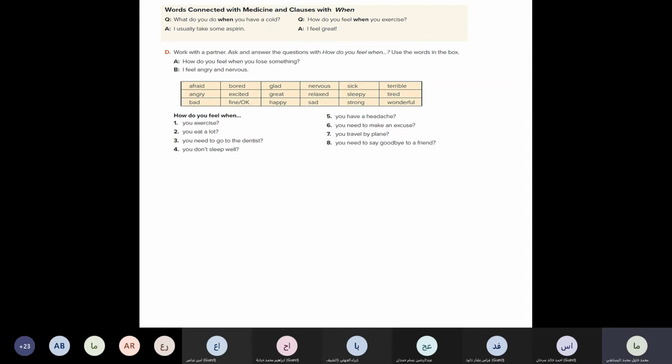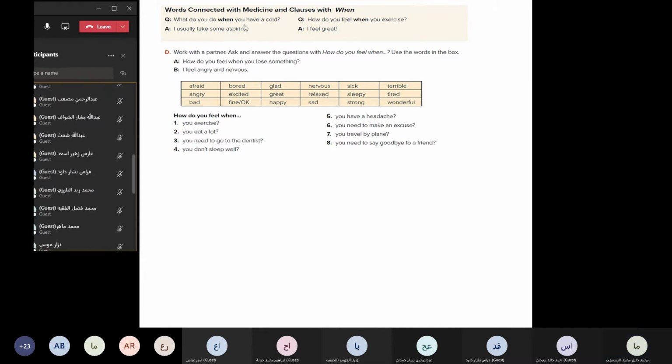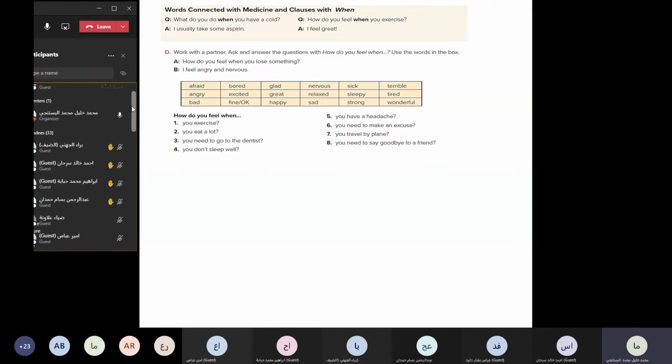Now here we have to move to the next page, page 93. We are going to talk about the words which are connected with medicine and clauses with when. Look at the question. What do you do when you have a cold? I usually take some aspirin.